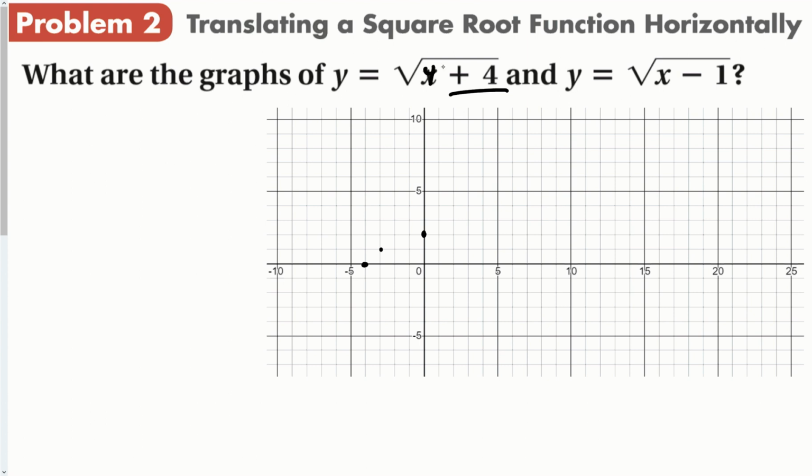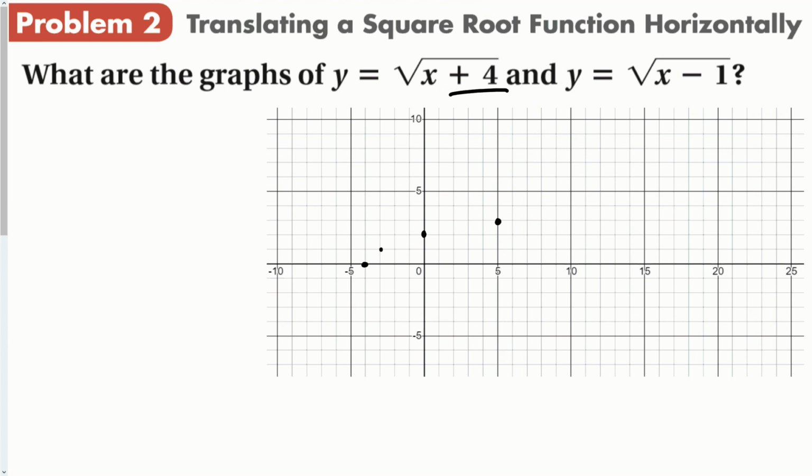Plug it in. Plug in 0. What do you get? 0 plus 4 is 4. Square root is 2. Plug in things that make this square root work. So don't plug in 9, plug in 5, right? So here, 1, 2, 3, 4, 5, 6, 7, 8, 9. 9 away from the starting point is actually the coordinate 5, and the output would give you 3. Okay, so plug in numbers that make the square root a perfect square.